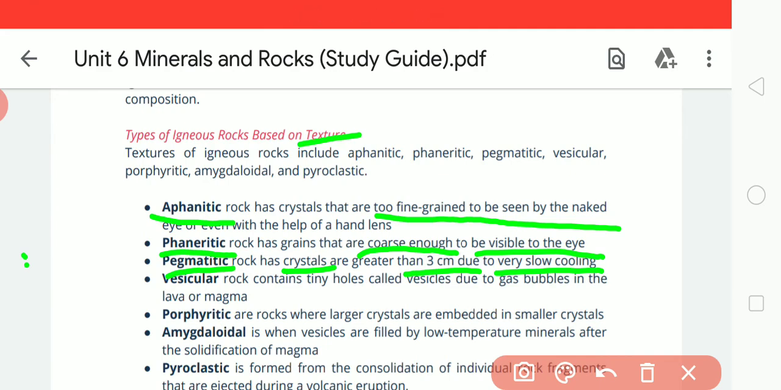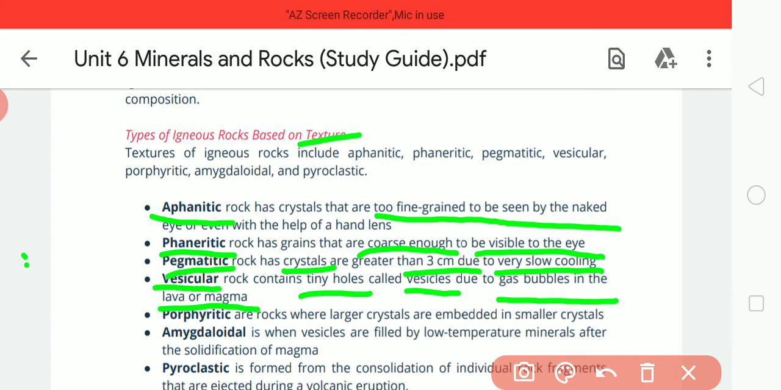Next one is the vesicular. So vesicular rock contains tiny holes. So meron siyang mga tiny holes which are called vesicles due to the gas bubbles in the lava or magma. So vesicular basically comes from the bubble formation which escapes when the lava or magma cools down.